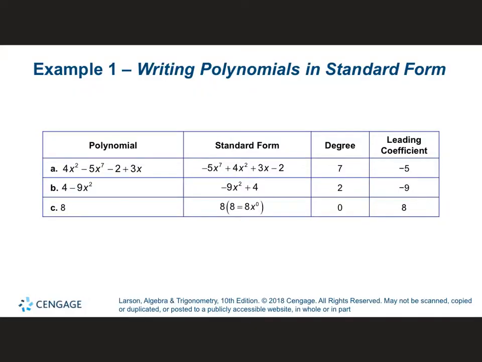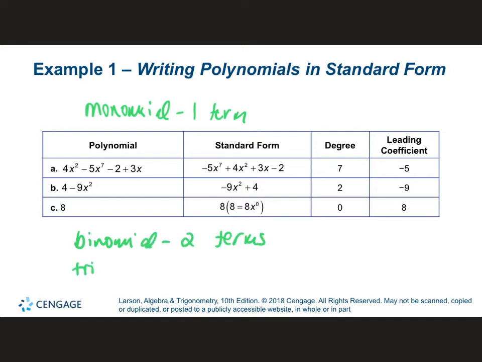So when we talk about polynomials, poly means many. So we have things called monomials, which means one term. I'll write this down for you. A monomial is one term. We have a binomial, which is two terms. We have a trinomial, which is three terms. And then we talk about polynomials. Terms, guys, are separated by plus and minus signs.